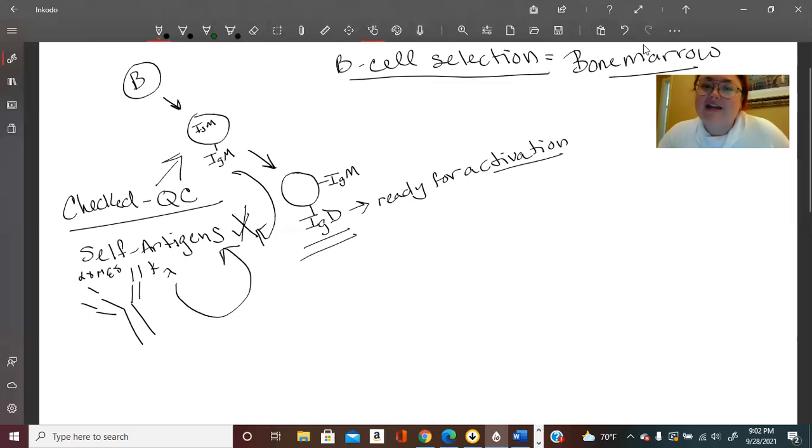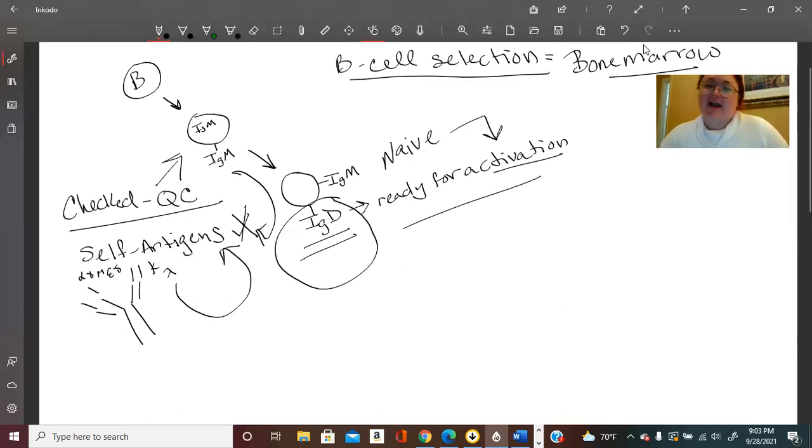It's ready to be activated. So it leaves as a naive B cell that's ready to be activated. But it does not leave the bone marrow, just like the T cells do not leave the thymus, until they've gone through the selection process. So just keep note that IgD means ready for activation.